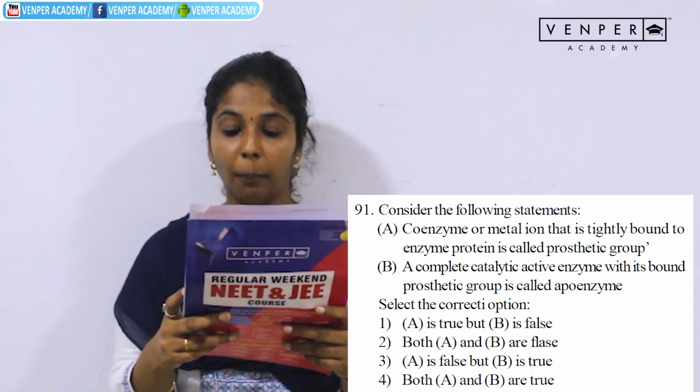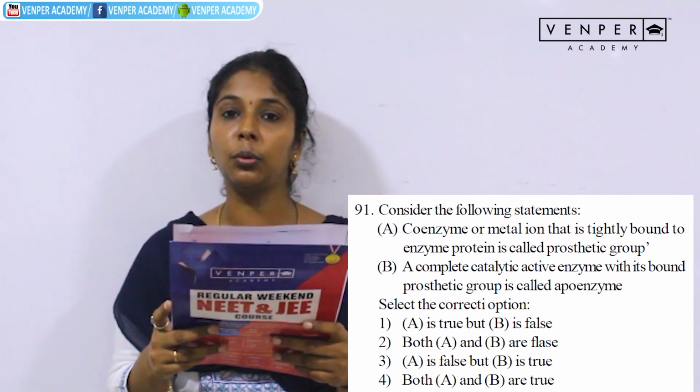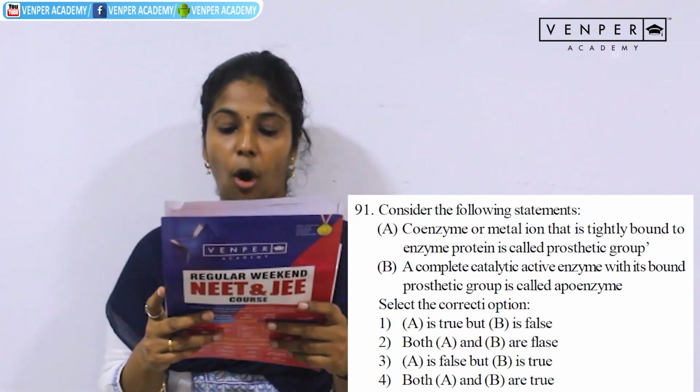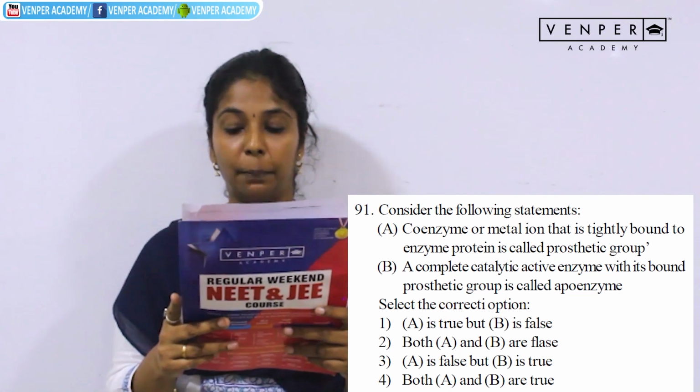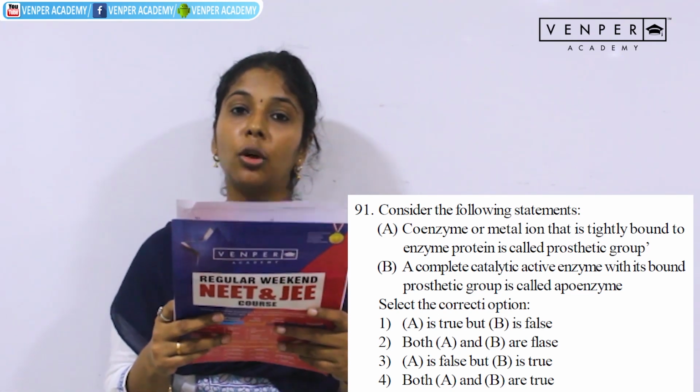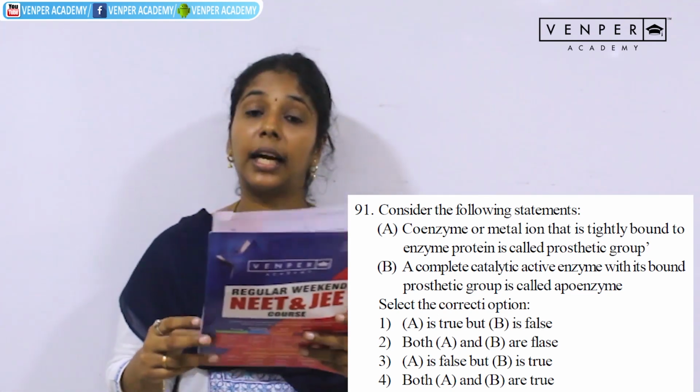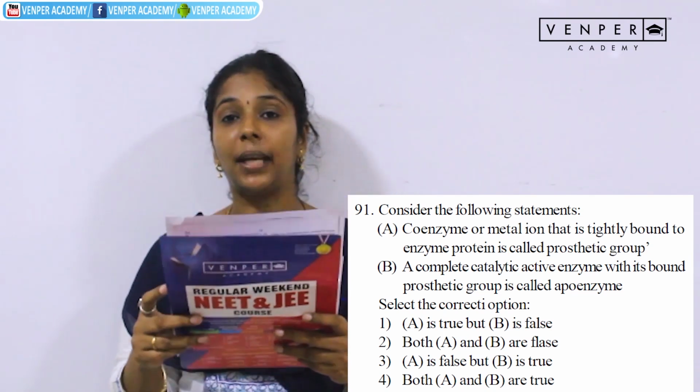Option 1. A is true but B is false. Option 2. Both A and B are false. Option 3. A is false but B is true. Option 4. Both A and B are true. The correct answer for this question is both A and B are false.